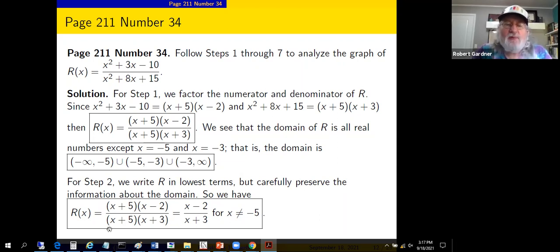Can you cancel those x plus 5s? If you're careful, yeah. x plus 5 divided by x plus 5, that's always 1, right? Well, not when x equals -5. Remember, x can't be -5. If we simply cancel these and write this, and that's all, we got a problem. This function doesn't equal this function. This function's defined at -5. This function isn't. We get division by 0 at -5 in this function.